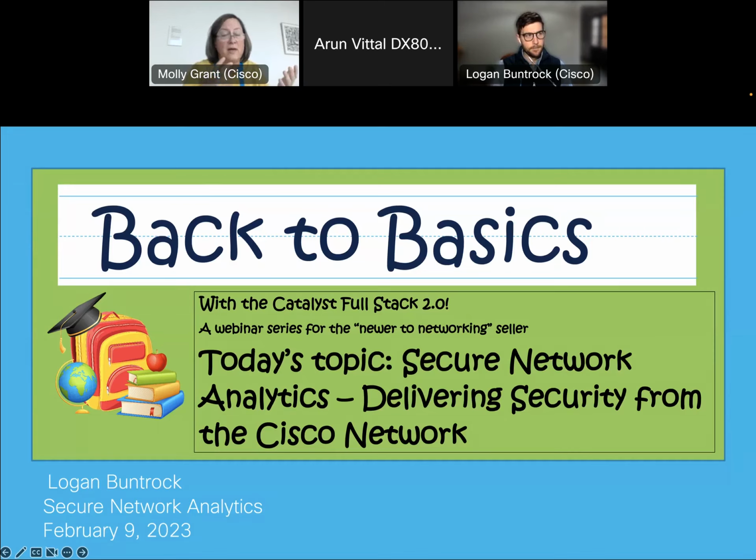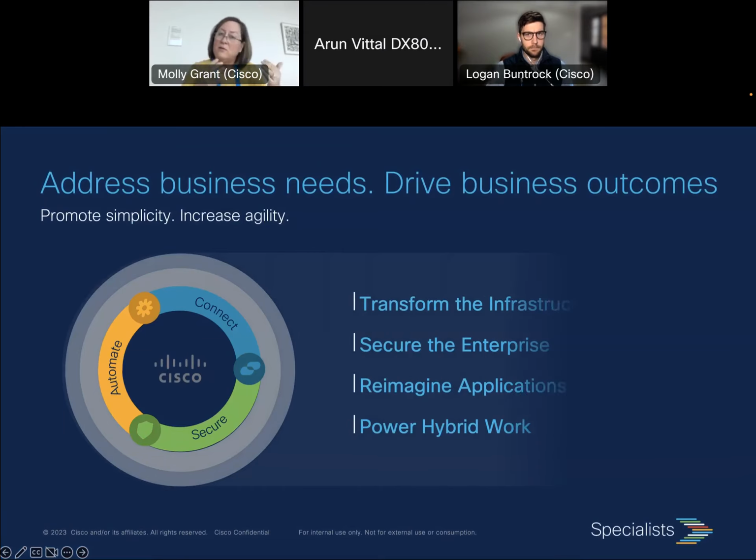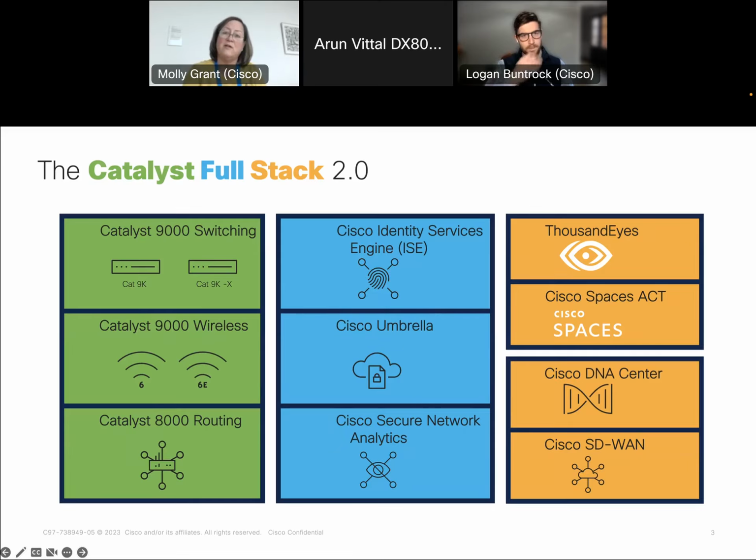So when I look at Cisco Secure Network Analytics, or SNA, it's a critical part of our Catalyst Full Stack messaging. Next slide, please, Logan. When we created the Catalyst Full Stack messaging, we did it to particularly address our business needs and our customers' business outcomes. And a big piece of that is securing the enterprise. Cisco Secure Network Analytics is a big part of that effort, especially for those customers who are looking for a zero trust network and looking to put solutions together. This is a key part. So with that, Logan, I'm going to stop talking.